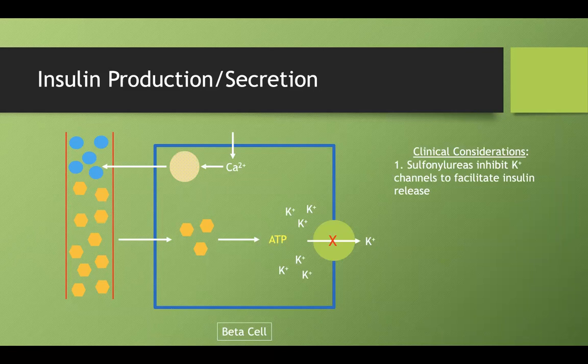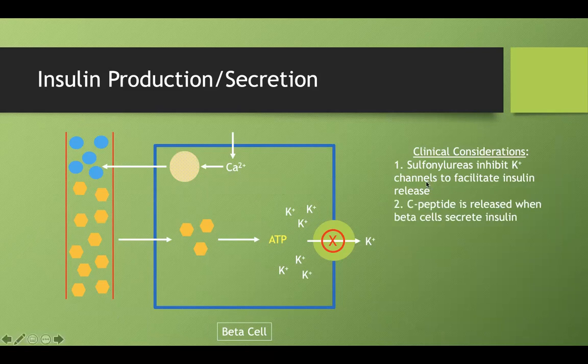Some other things I want you to consider, and we'll talk about this later on as well, is that sulfonylureas inhibit potassium channels to facilitate this release. So they do the exact same thing that this whole ATP and natural glucose does, in that it'll inhibit this same channel. That'll also cause potassium release, and then calcium release, and then insulin release ultimately.